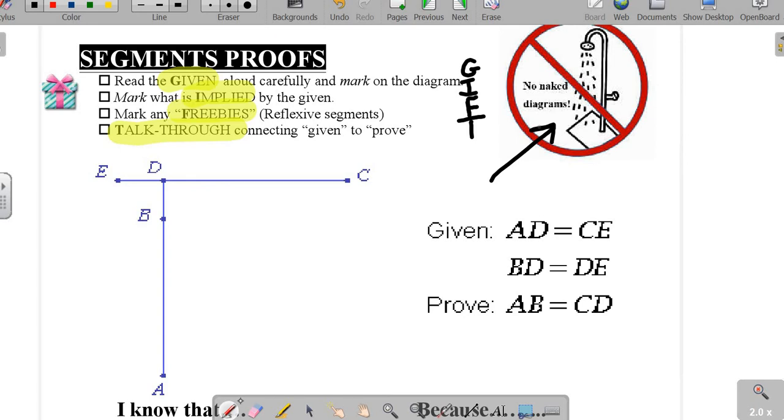There's 3 steps to all proofs. Those 3 steps are, we're just going to put them in the margin: what, how, and why. So let's look at our given information. Given says read the given aloud and carefully mark on the diagram.